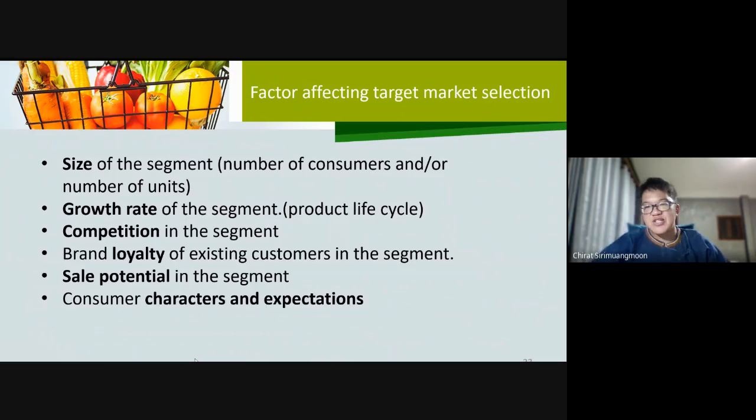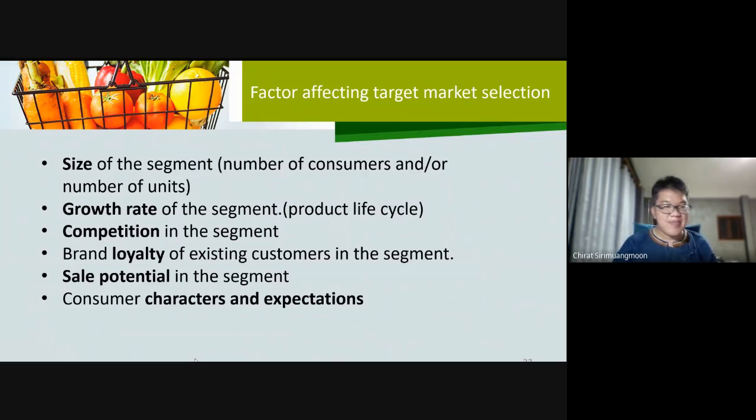So what are the factors affecting target market selection? First one is the size of the segment. The more consumers there are, the bigger the size you need to consider, because the variation of preference might be different. Then the growth rate. Make sure that you think about the product life cycle. Where are you right now? If you are at the beginning, what is the target market that you need to focus on? If you are in the maturity stage, your target market is quite stable. You may not need to do other things. You need to create more value for them.